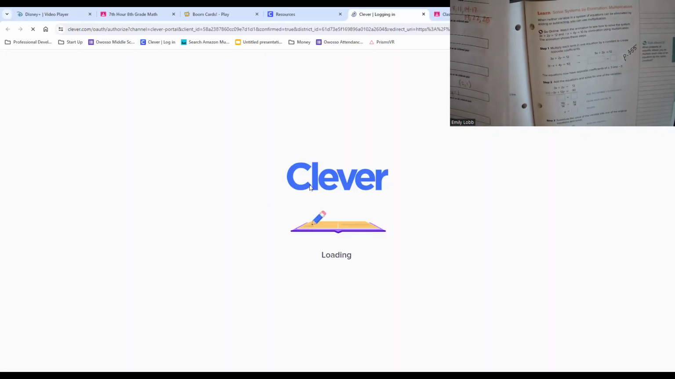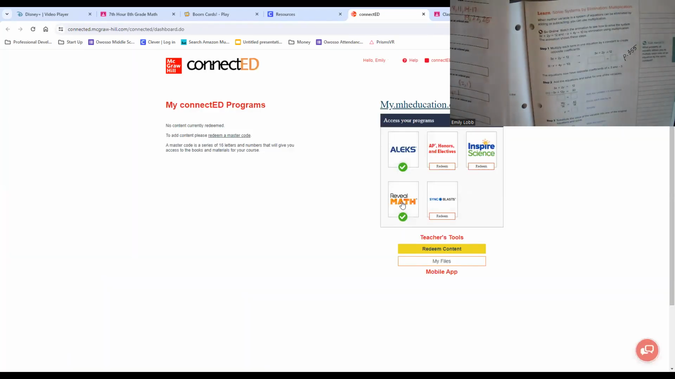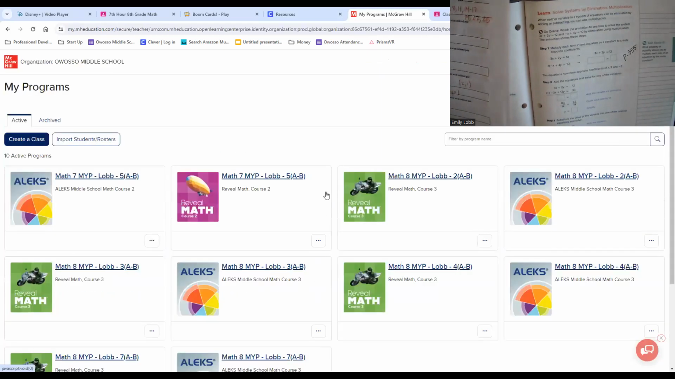So remember, the other option you have in McGraw-Hill is reveal. I don't know why I have this in between page. It's really annoying.